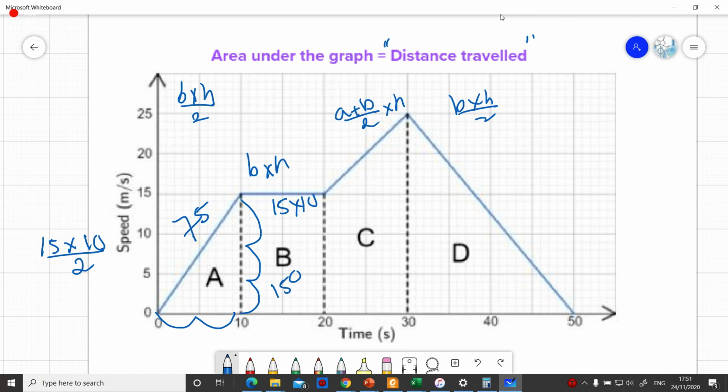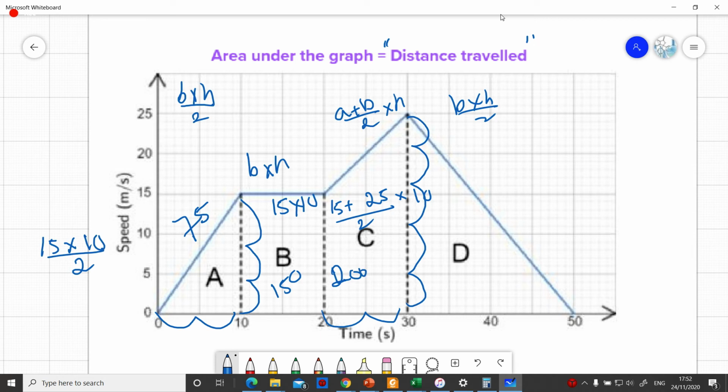And this is 5, 10, 15. So 15, add the height of this one: 5, 10, 15, 20, 25. So we add the parallel lines, divide by 2. That's the formula, and times it by the height. The height is 1, 2, which is 10. So 15 plus 25 is 40. 40 divided by 2 is 20. 20 times 10 is 200.